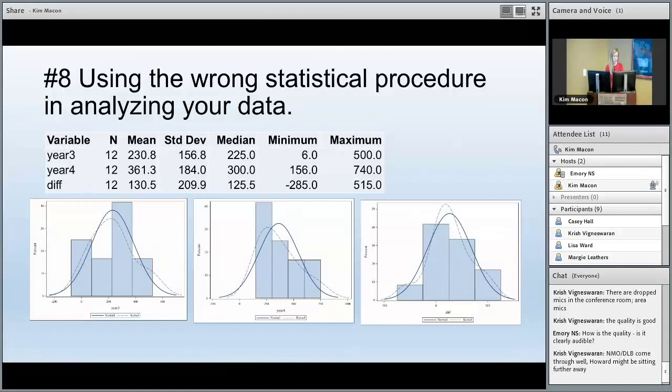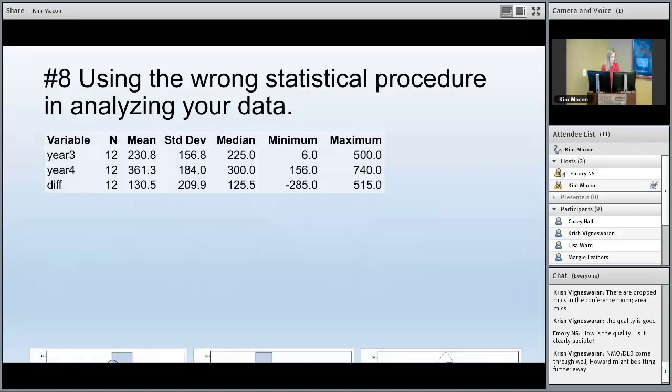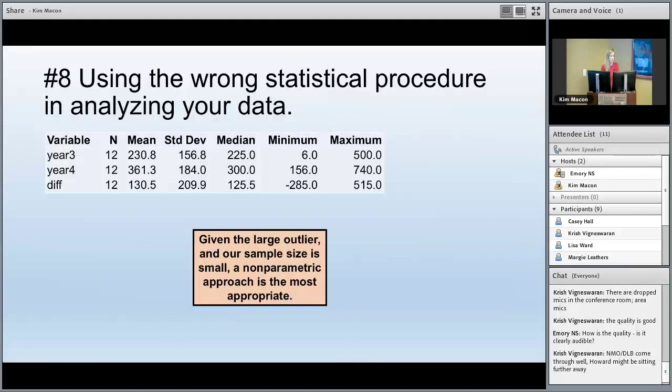So when I actually just do a quick plot of the data, the solid blue line represents what a normal distribution would look like, and the dashed blue line represents sort of what the real distribution is. So we tell ourselves, hey, things don't look that bad. There's definitely some skewness to this data, and there's an outlier down here, but again, it's not bad. The problem is we have only 12 patients or residents here. So given the large outlier and the fact that our sample size is small, we really can't assume normality.